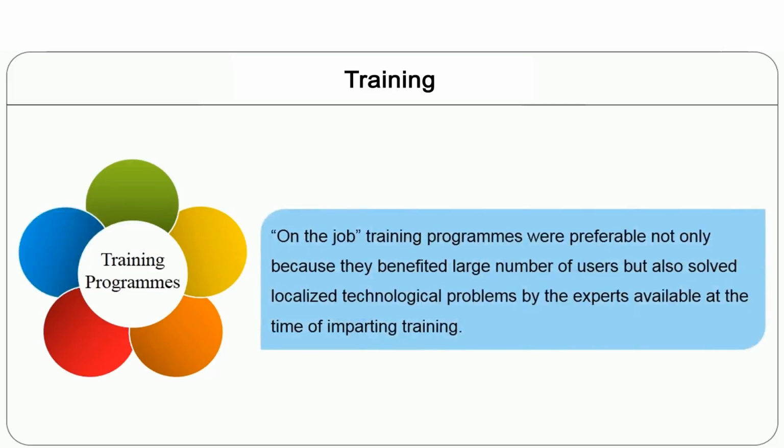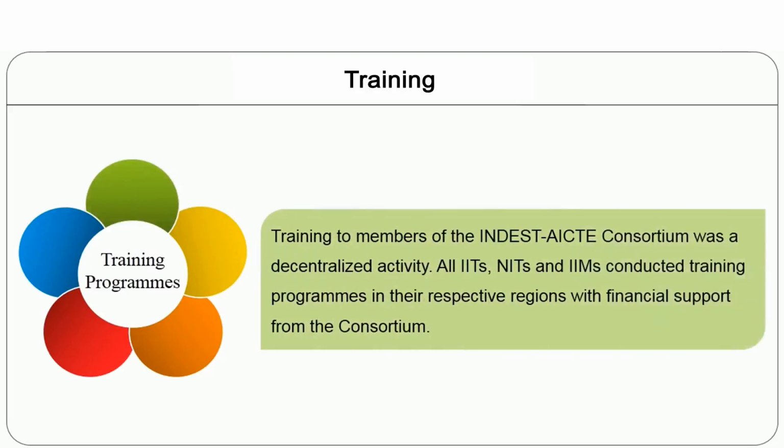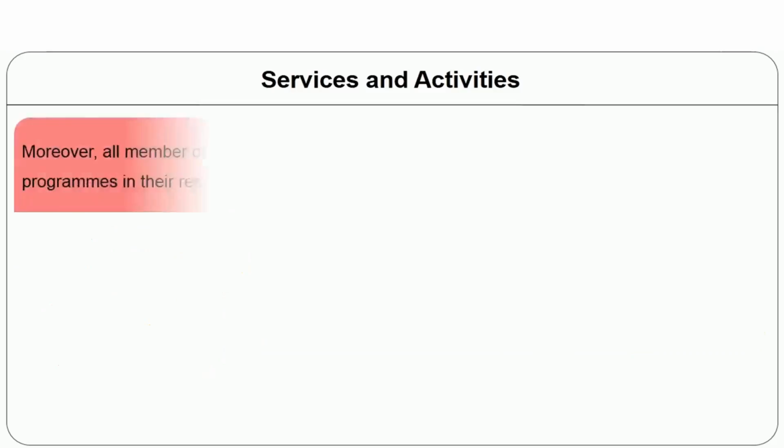On-the-job training programs were preferable not only because they benefited a large number of users but also solved the localized technological problems by the experts available at the time of imparting training. Training to members of the INDEST-AICTE Consortium was a decentralized activity. All IITs, NITs and IIMs conducted training programs in their respective regions with financial support from the consortium.